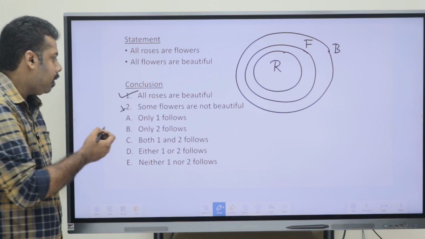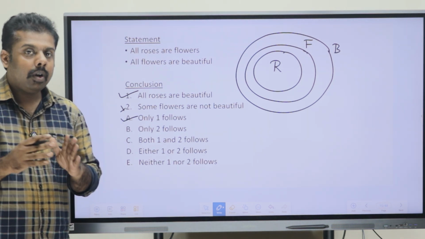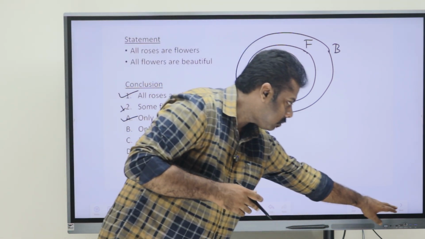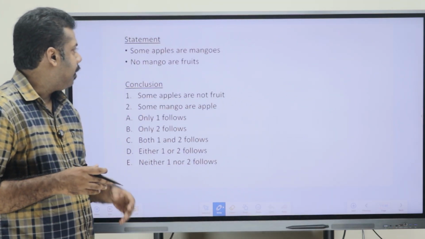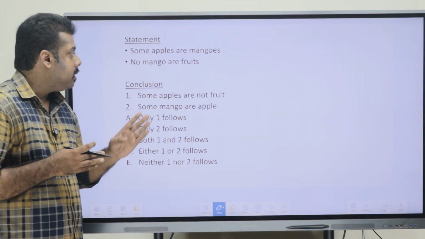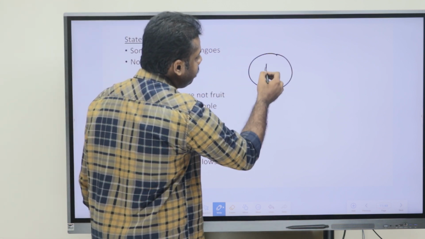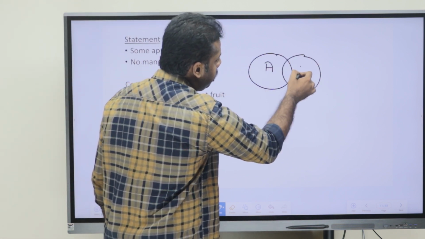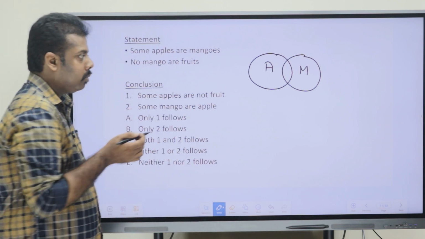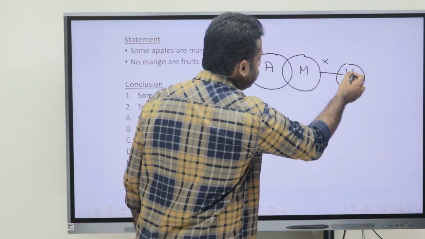Okay, so which option we can mark here? We can mark our answer as option A, that only one follows. Okay, moving on to the next question. Okay, so just drawing the Venn diagram first here. Some apples are mangoes. Okay, so some apples are mangoes. Okay, and then no mangoes are fruits. So mango and fruit don't have a relation here.